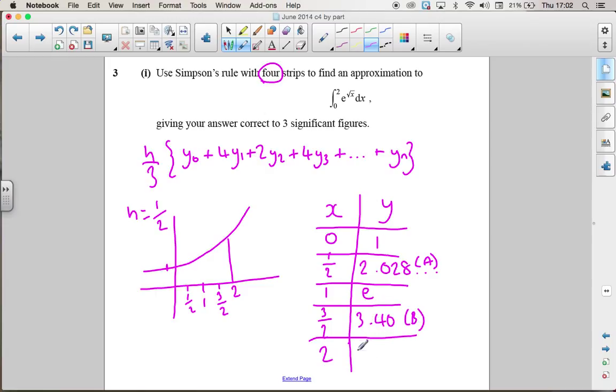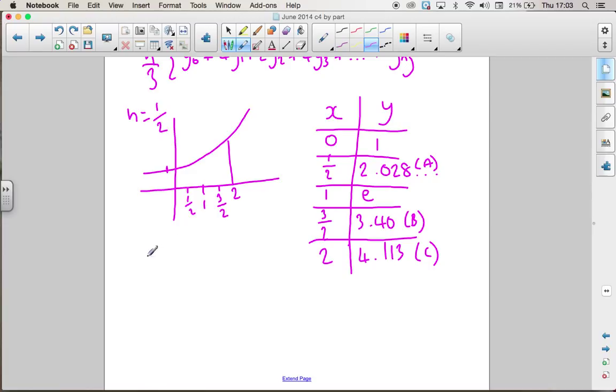And the next one is going to be e to the power of root 2, which is 4.113, and that's going to go in my memory C. So, I've saved those into my memory, and now I'm going to type them in on my calculator.